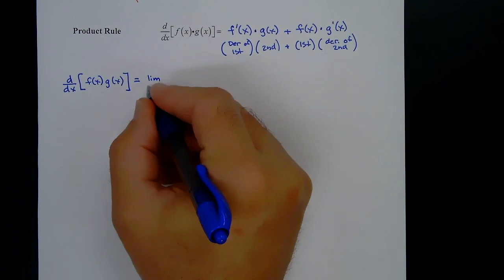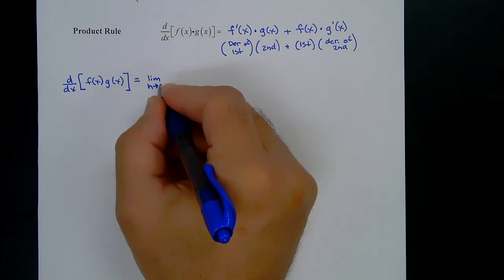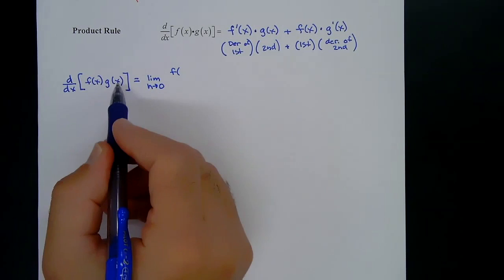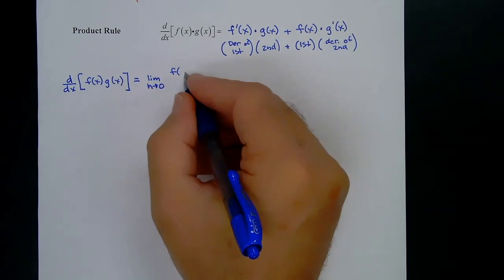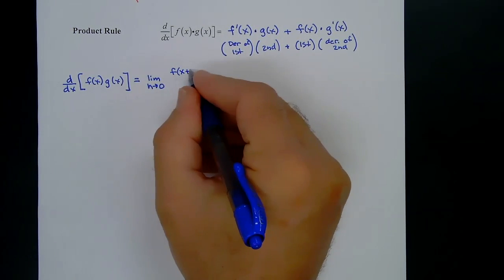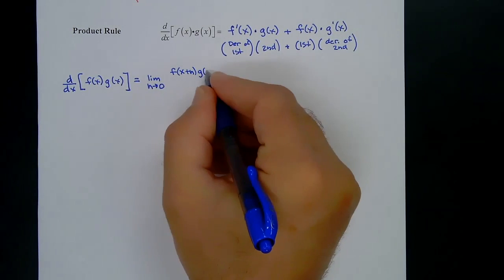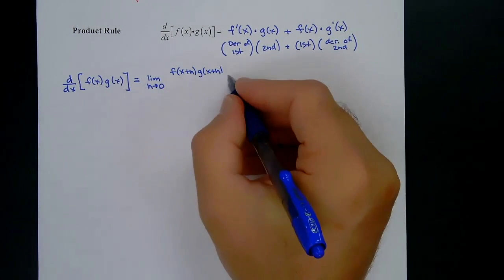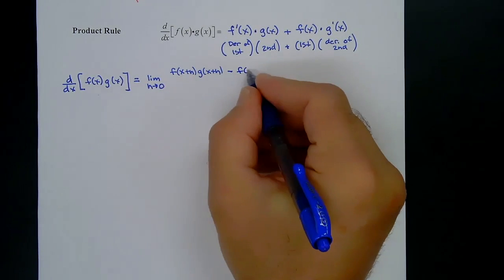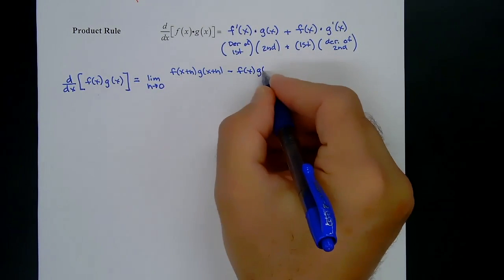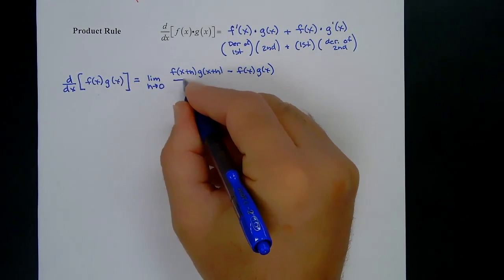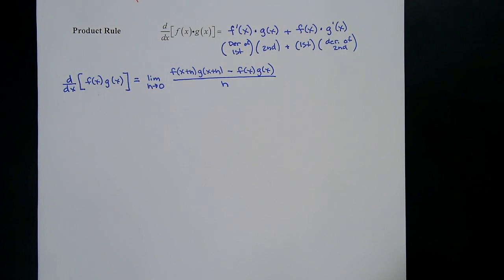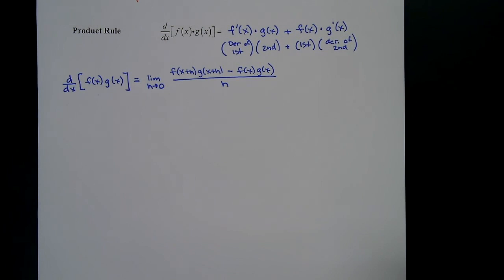Definition of derivative is the limit as h approaches 0 of f of, so this is the function f of x g of x that we're taking the derivative of. So it becomes f of x plus h, g of x plus h. So we're putting x plus h into this function, and then minus f of x, g of x, all over h. All right, so where do you go from here?